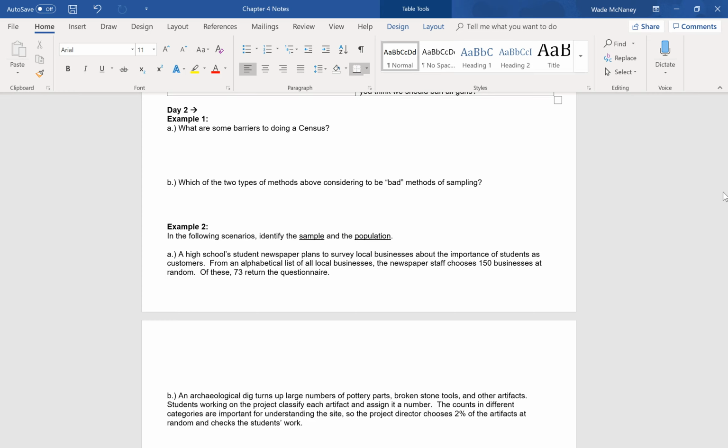Example 1. What are some barriers to doing a census? If you recall from the vocabulary, a census is gathering data from every single individual in a population. The United States does a census every 10 years, and it takes them about 6 years to gather all the data and finally put their reports out. It employs hundreds and hundreds of thousands of people across the country and costs millions, if not billions of dollars. So on the big picture scale of the United States, the biggest barriers to doing the census are how long it takes and how much money it takes.